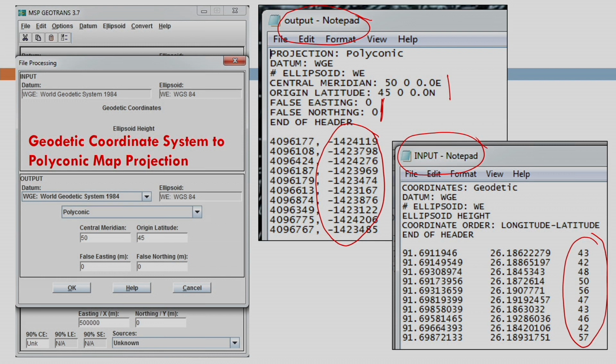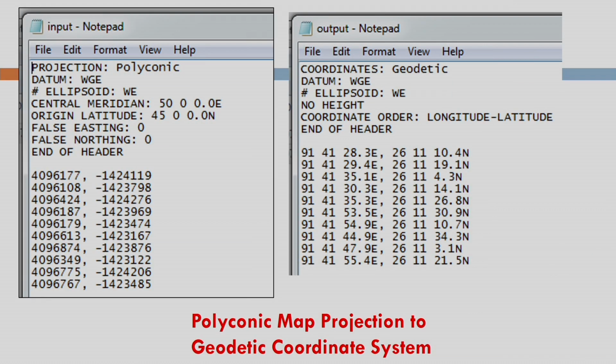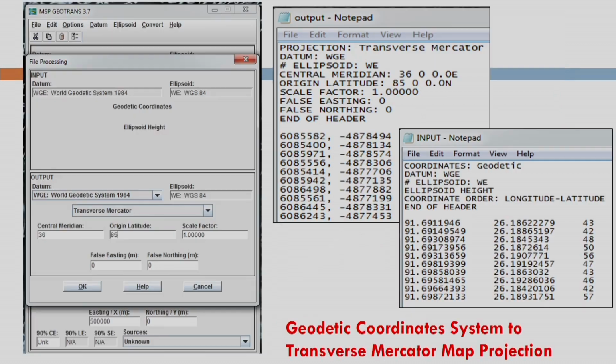Okay, then you also learn how to write the header file, and it is pretty easy now. Okay, again back, I am doing polyconic map projection to geodetic coordinate system. So that is the conversion. Again I am using the negative values here, and you see that you will get all the correct values. This is degrees, minutes, seconds, and again this is the latitude value, degrees, minutes, seconds. Okay, here you can read the header file for output, and this is the header file for input, the header information I can say, and these are the coordinates.